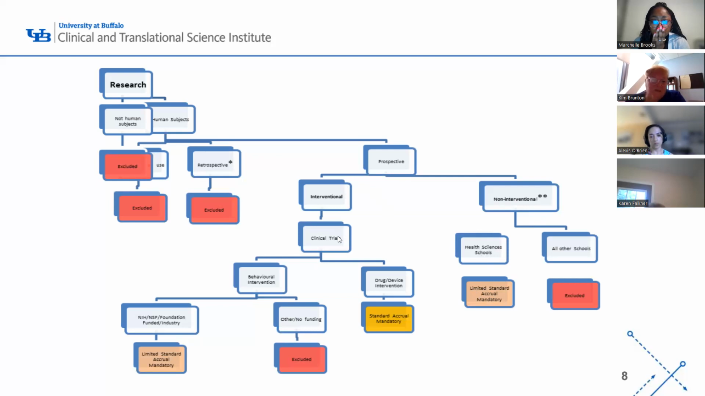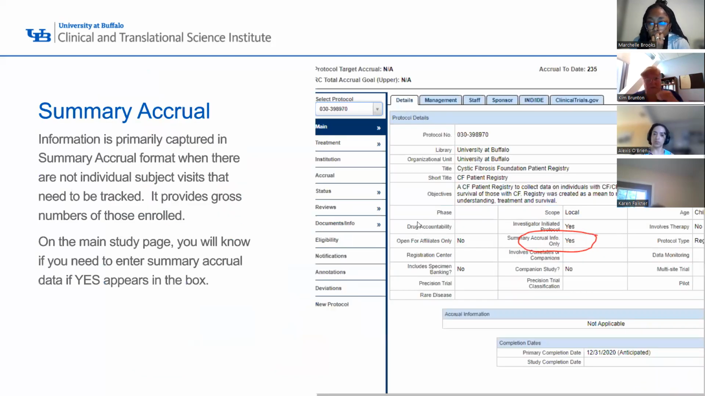Interventional, again, clinical trials. If it is a drug or device type of intervention, that is always going to be a full study requiring full information with regard to the subjects and the subject visits. If it's a behavioral intervention and it is funded, then we are going to ask for that summary accrual data. Again, we'll go through this a little bit more in depth in a little bit.